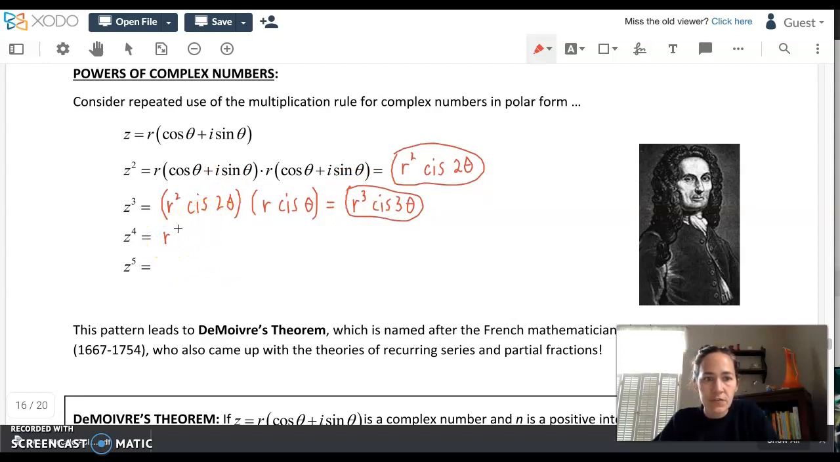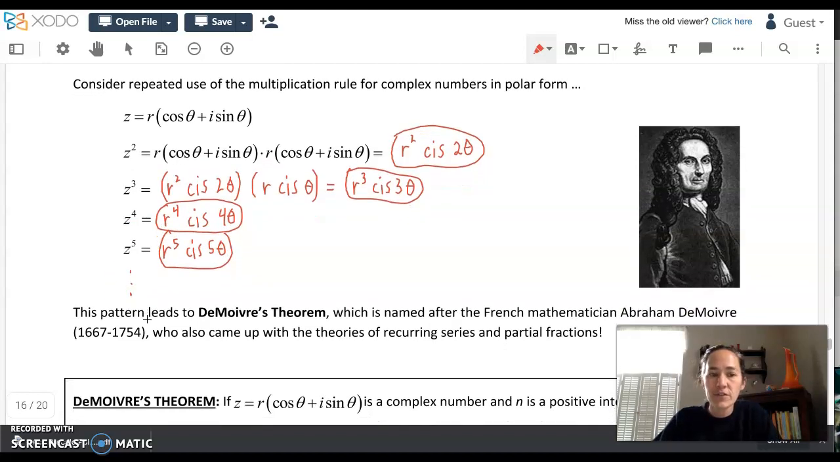So z to the fourth would be r to the fourth, so raise the r to that power, and then cis, don't raise theta to that power, multiply theta by the number of that power. The same thing should work for the fifth and so on: r to the fifth, cosine plus i sine of 5 theta, dot, dot, dot. And that is called de Moivre's theorem.